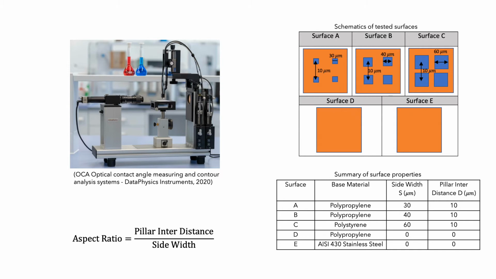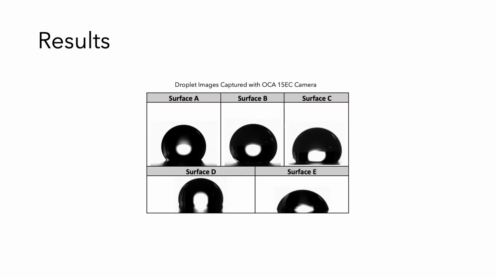3 of the 5 surfaces were structurally fabricated, while 2 were not. For each surface, the experiment was repeated 3 times and an average was calculated to increase the accuracy of the results. The captured images reveal that the 3 structurally fabricated surfaces produce a water droplet that is more spherical in shape than the 2 non-fabricated surfaces.